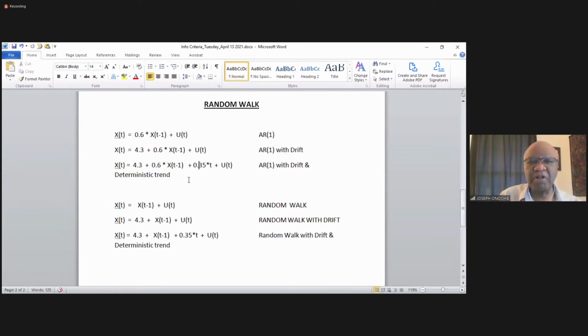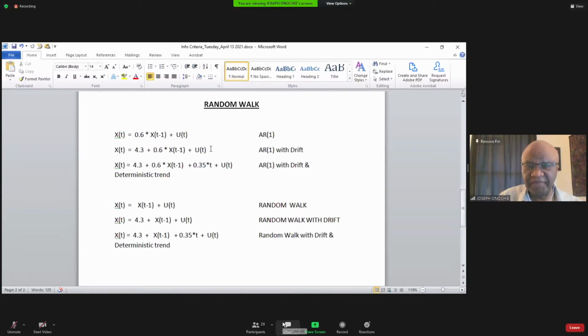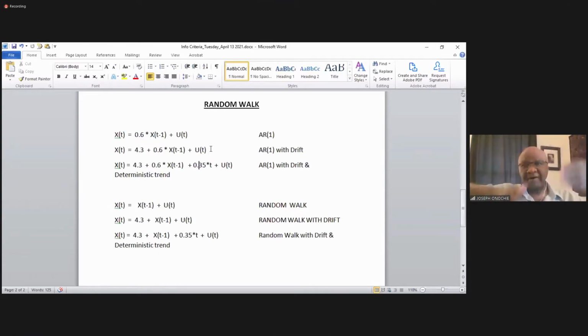So these are all AR1 models. AR1 model with zero drift, the first one. AR1 model with 4.3 average. In other words, it's fluctuation around 4.3, up and down, up and down. But this is AR1 with drift and trend. It's fluctuating around, but it's trending up gradually.